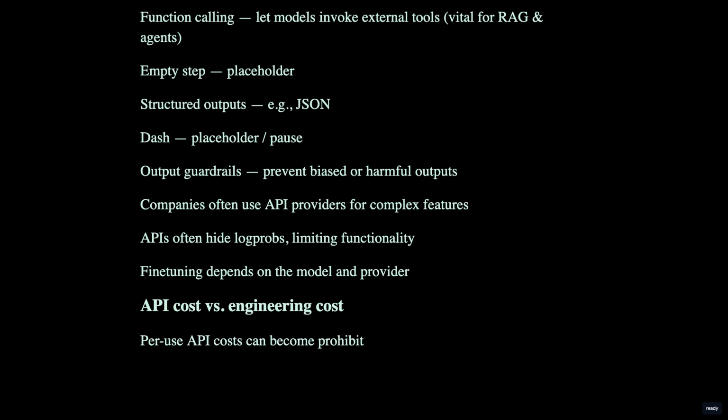Model APIs charge per request or token, so costs rise directly with usage and can become prohibitive for high-volume products. At that point, teams often evaluate hosting their own models to reduce ongoing spend. But note this transfers cost into infrastructure, ops, and maintenance.